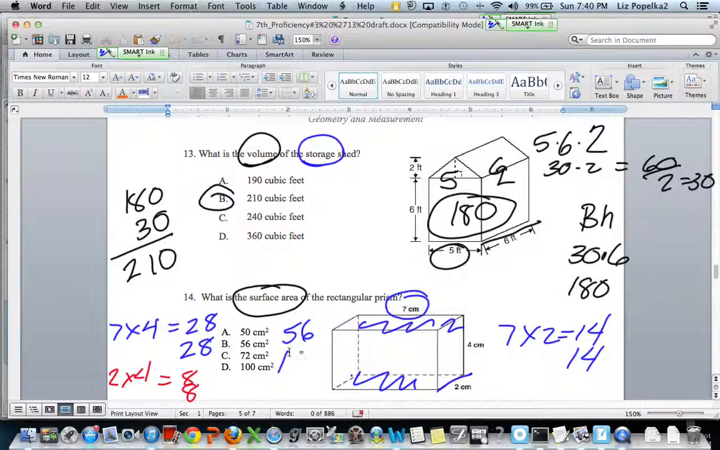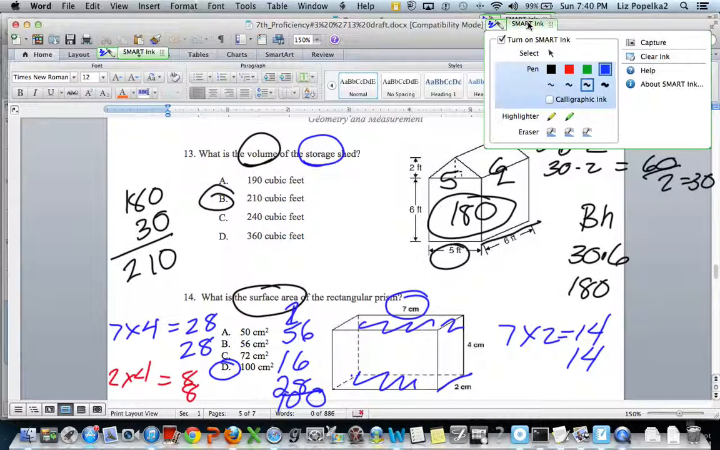8 plus 8 is 16. 14 plus 14 is 28. So if we add all of this together, if my math is correct, we should come to a total of, oh wait, that should be 20, 5, 6, 7, 8, should be 100 square centimeters.